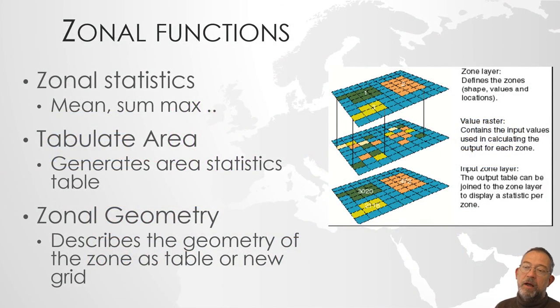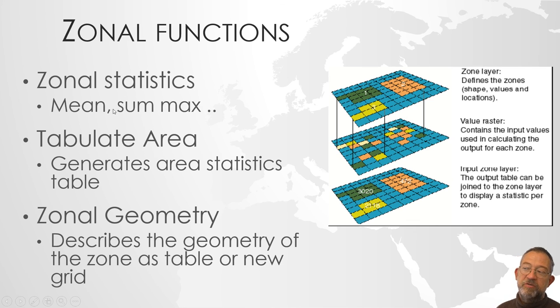Zonal statistics we often use if we have some external definition of an area and we want to do a calculation in that zone, for instance, find out what is the average elevation of lakes. Then we could have a layer that defined the lakes, and then we could do a zonal statistics on our elevation based on that. You can also use it to tabulate areas, which will do more or less the same, do a cross tabulation of the layers, so you have all combinations. You can do a zonal geometry that describes the geometry of the layers in your output.